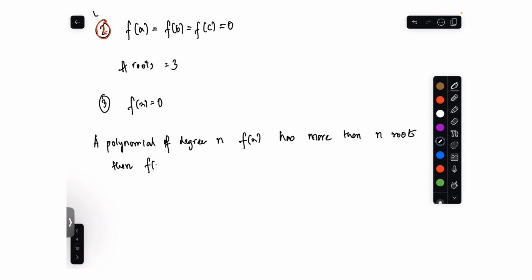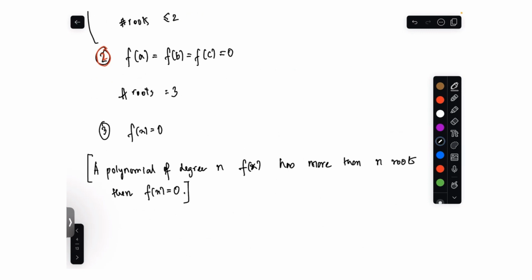f(x) is equal to 0. Do you want me to prove this fact, or will you accept this fact? If you accept this fact, then we can move on to the next problem. If you want to prove this fact, I will prove it in front of you.